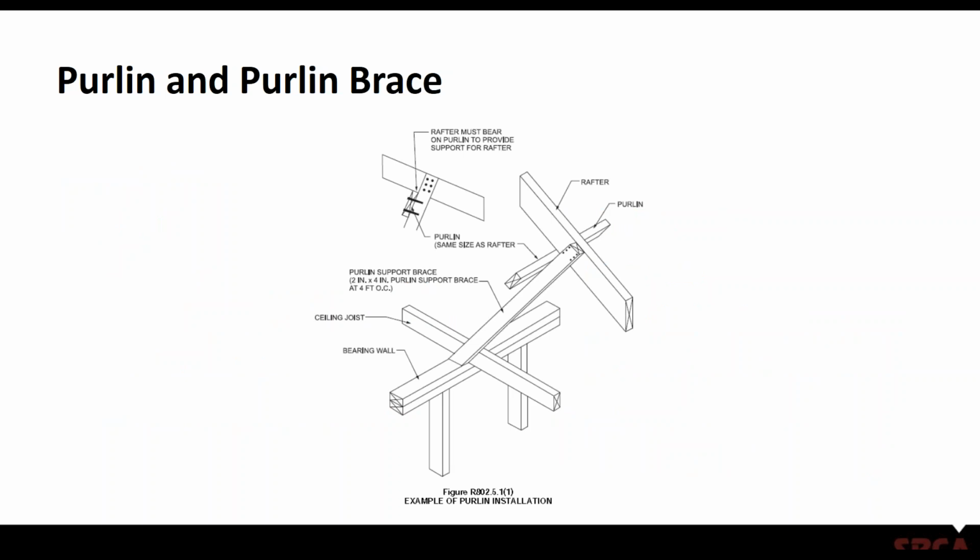So again, what we're kind of looking at is here we've got our rafter, we've got this Purlin brace that comes up, it gets nailed to the side of the rafter. The Purlin gets installed perpendicular to the rafters. It's installed tight up against the bottom edge of the rafter, and it is nailed off to the Purlin brace.